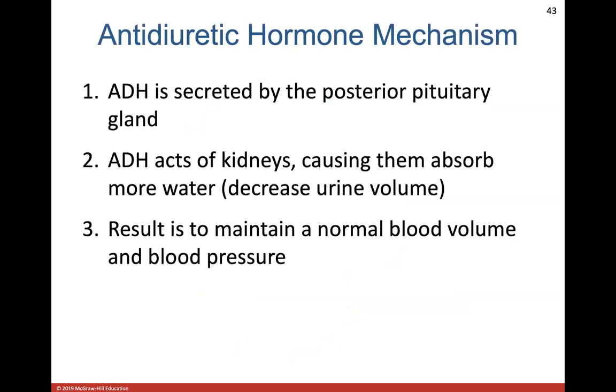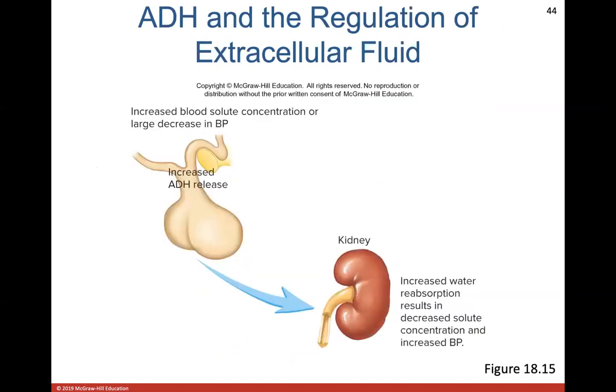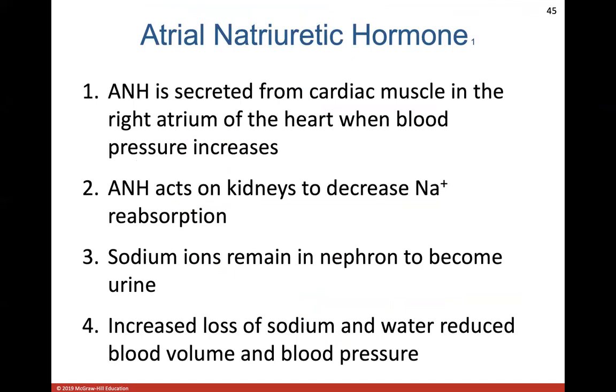ADH, antidiuretic hormone, is secreted by your posterior pituitary gland. It's one of two. ADH acts on your kidneys, causing them to absorb more water to decrease urine volume, and the result is to maintain a normal blood volume and blood pressure. So this is showing ADH release from the posterior pituitary, and that tells your kidneys to increase water reabsorption, which will result in a decreased solute concentration and increased blood pressure.